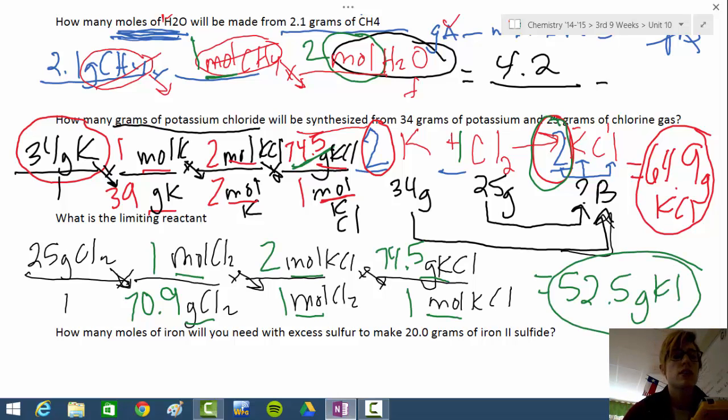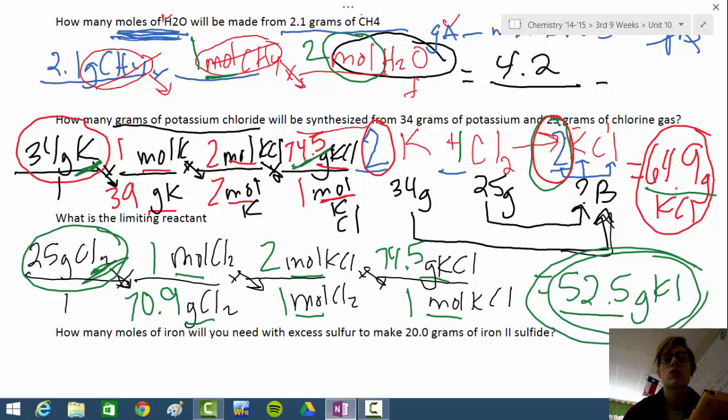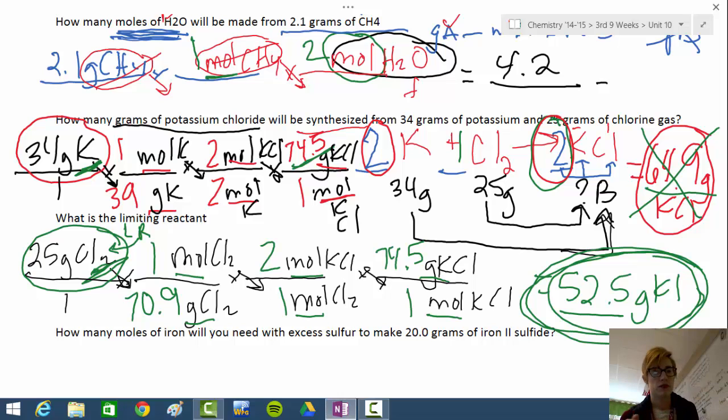So let's take a step back and think about that. Potassium right here will make 64.9 grams. Chlorine right here will make 52.5 grams. 52 is a smaller number. So this is how many grams of potassium chloride we can actually make. This other number is totally irrelevant to us. Chlorine is our limiting reactant because it makes the smaller amount.